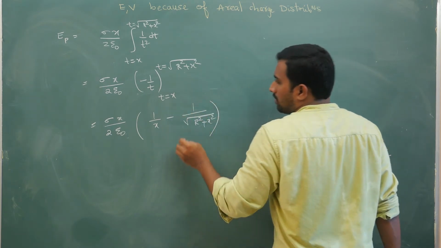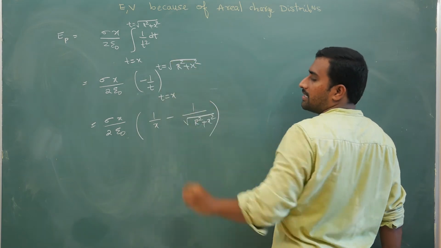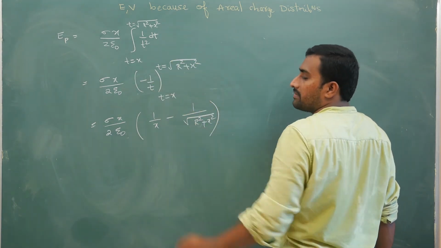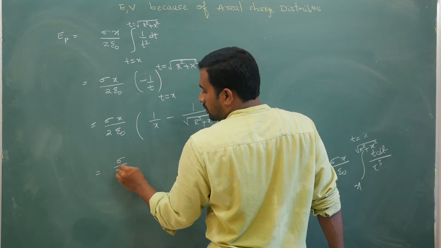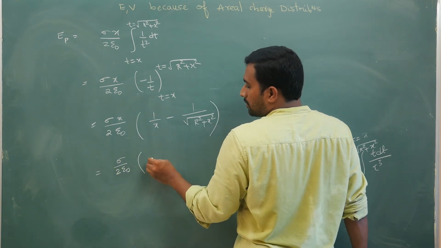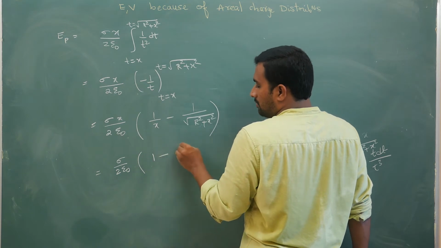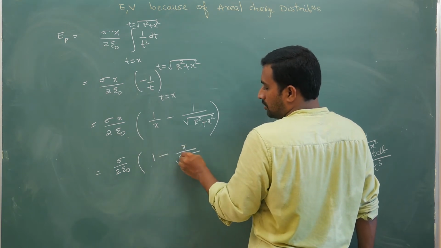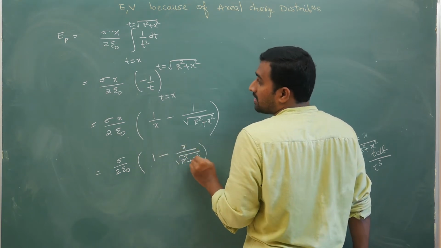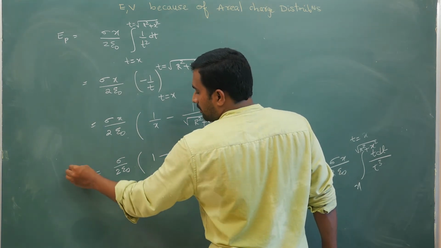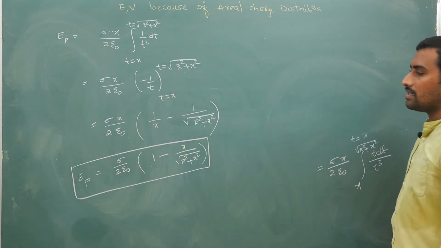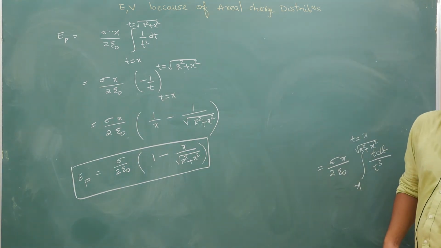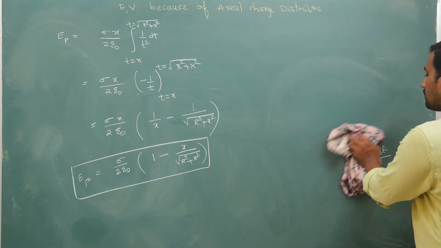Now here, removing this minus sign, I can interchange the limits. So that is why I have interchanged the limits and written it directly. So now send x inside. You are going to get sigma by 2 epsilon naught times 1 minus x by under root r square plus x square, which is your electric field at that particular point. So this is your final result for your electric field. You fill it in the table that you have here.